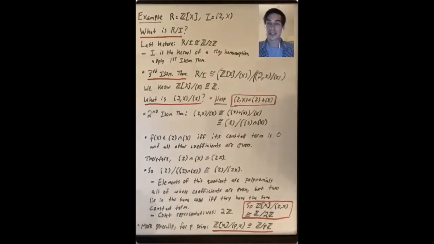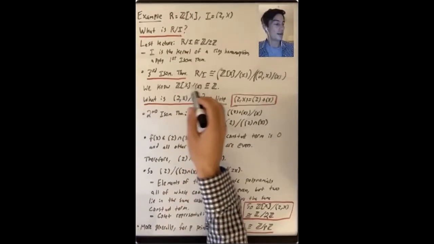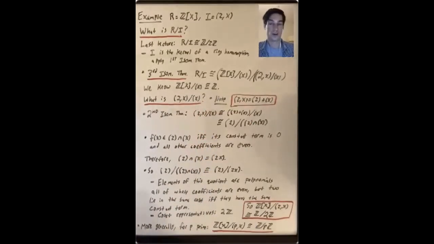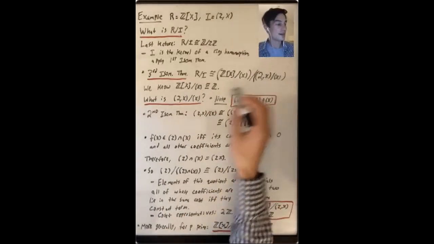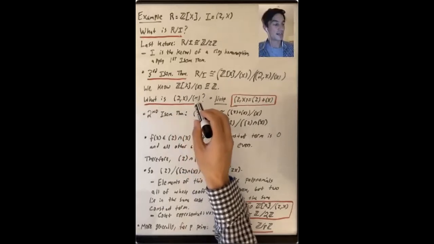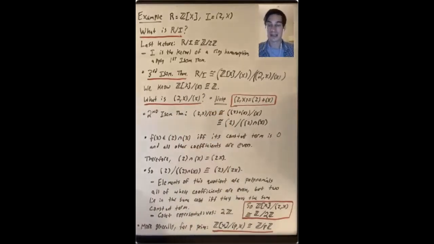What do the cosets look like in this quotient ring? They're exactly identified with the constant terms of whatever polynomial. So this quotient ring is isomorphic to Z. So now the question becomes, what is the ideal generated by 2 and x mod the ideal generated by x?